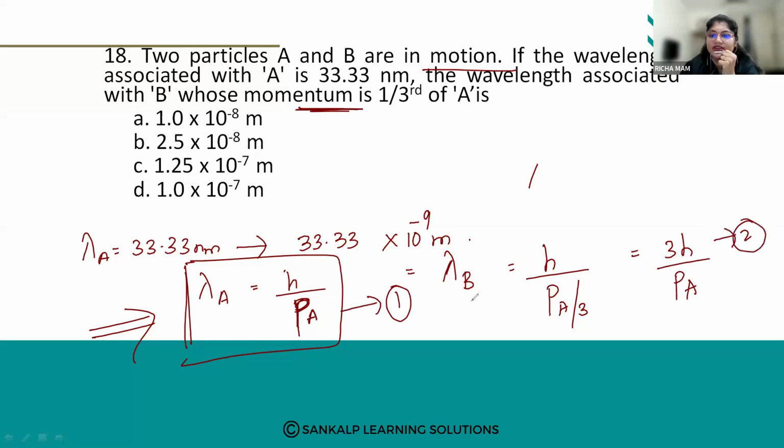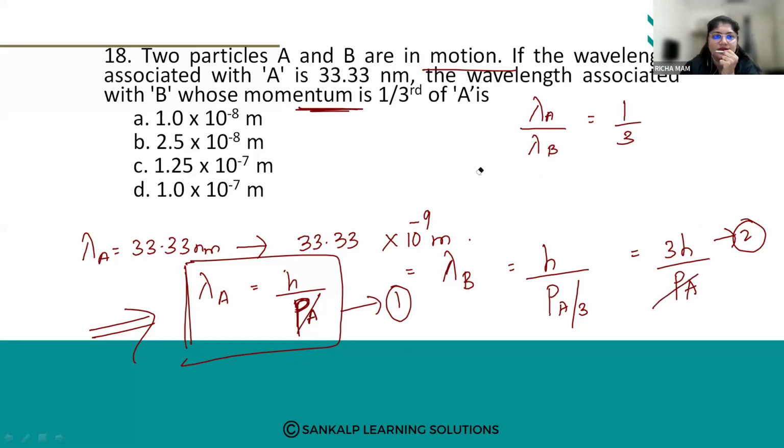From equation 1 and 2, what are we going to get? Just divide 1 by 2. So lambda A by lambda B is equal to, h gets cancelled, it will be 1 by 3. Okay, so this and this get cancelled. So this will be 1 by 3.